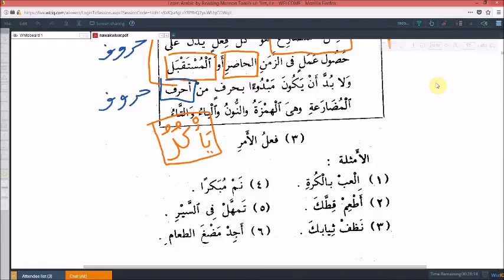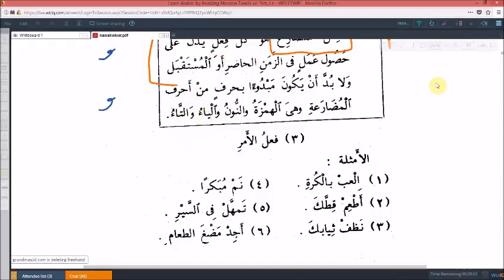ولا بد أن يكون مبدوءا بحرف من أحرف المضارعة. And no doubt that it must be beginning with a particle or a letter of the present tense, and they are the hamza, right, the noon. You said mudari'a.